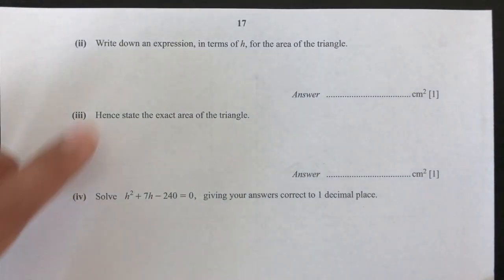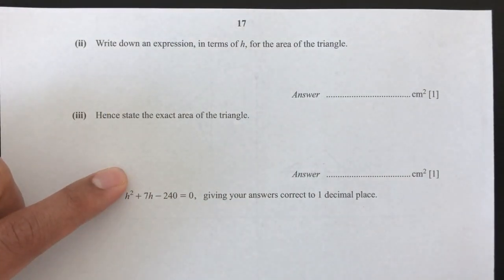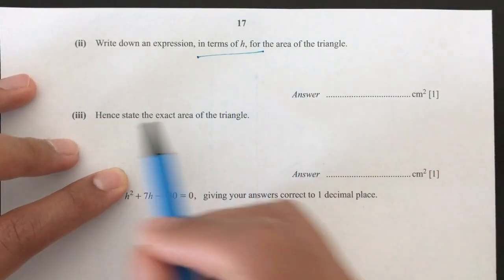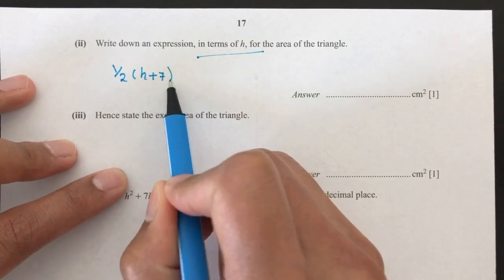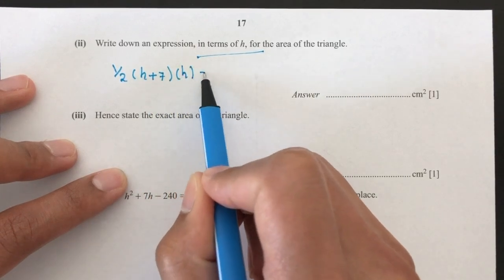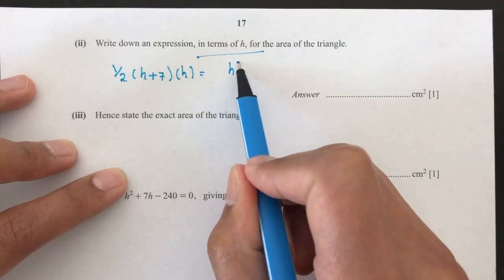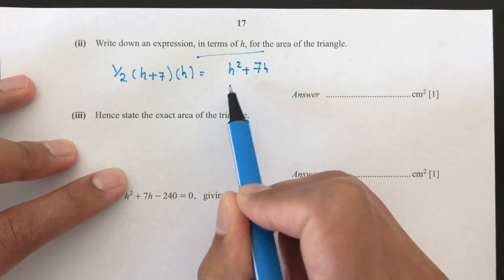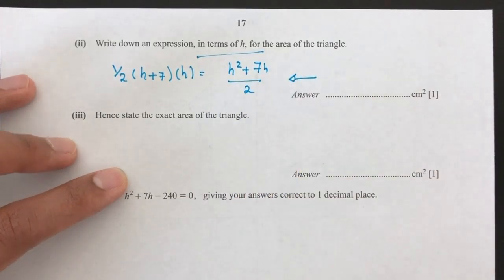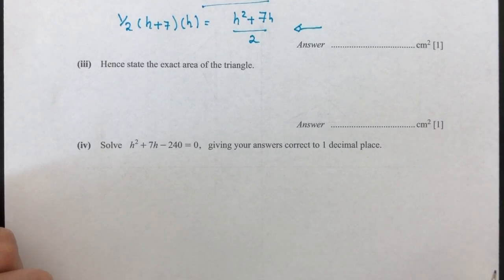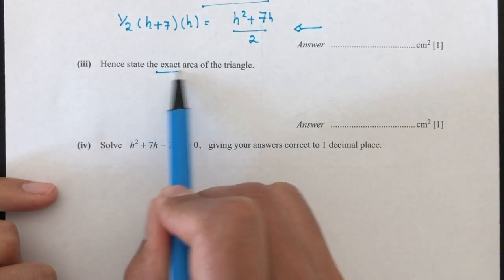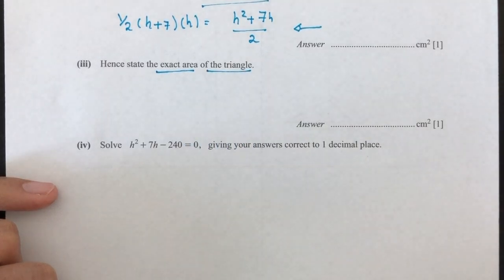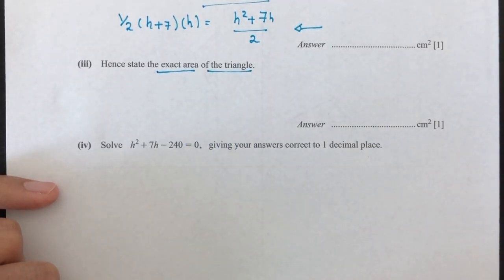So now part 2, write down an expression in h for the area of the triangle. As you know, area is half times base, which is h plus 7, times height, which is h. That will be (h squared plus 7h) over 2. Right, that's for the area. Now for part 3, hence state the exact area of the triangle. So how would you find the exact area of the triangle? Let's see, how can we do that?